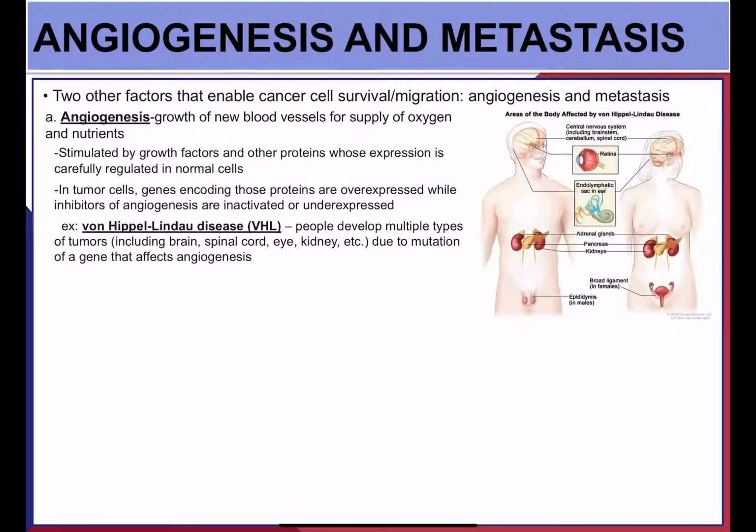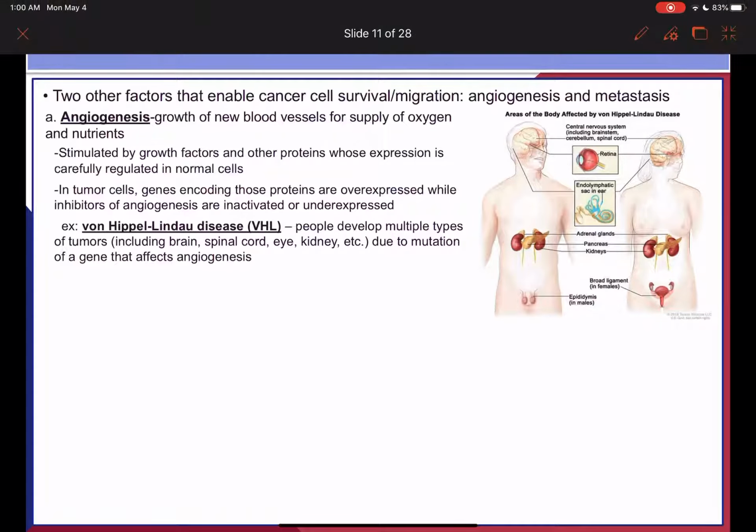All right, so there are two other abilities that cancer cells have to acquire in order to survive and advance to the next stage of malignancy. Okay, remember malignancy meaning they can start cancer cells in other places. Okay, so one is called the process of angiogenesis, okay, which is the growth of new blood vessels for supplying the tumor cells with oxygen and nutrients. Okay.